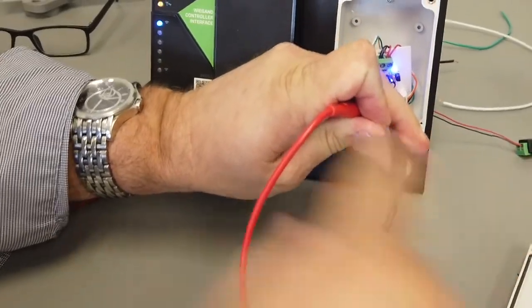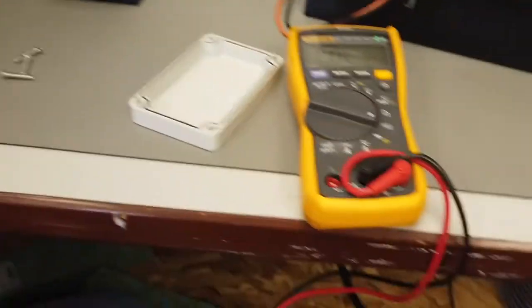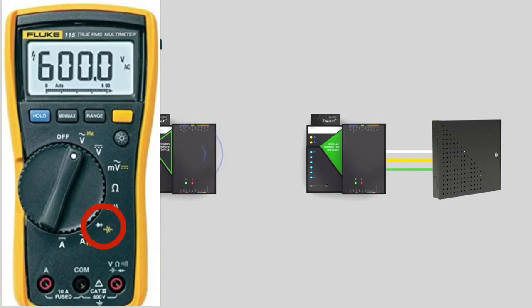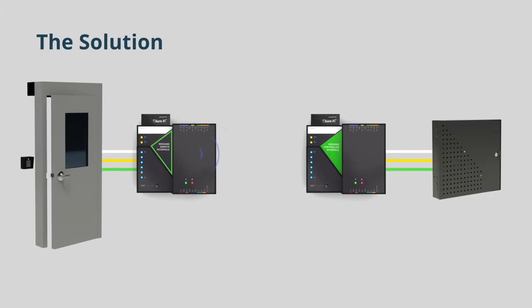This is telling us that indeed did close that relay. We verified that the relay on the controller is closing with the meter using continuity. Now we need to make sure that the relay input on the SureFi is activating as well.